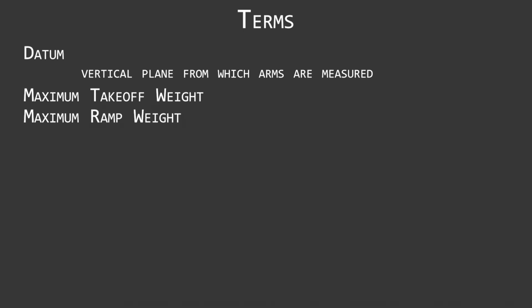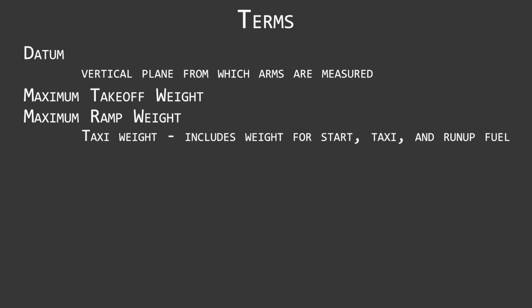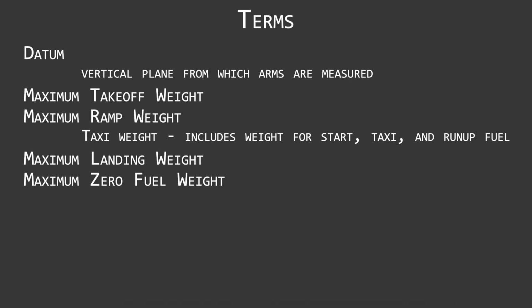Maximum ramp weight, on the other hand, is kind of confusing. That's the taxi weight, or the total weight of the airplane plus the fuel that you expect to burn during taxi and engine run-up, and usually it's a little bit higher than your maximum takeoff weight. Maximum landing weight is pretty self-explanatory. Some airplanes you might see a maximum zero fuel weight. That's the maximum weight of the airplane minus the usable fuel.